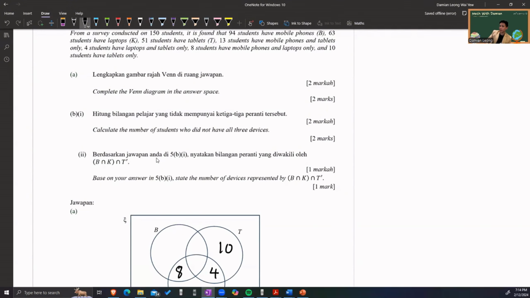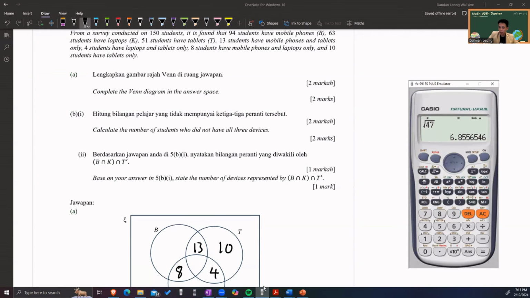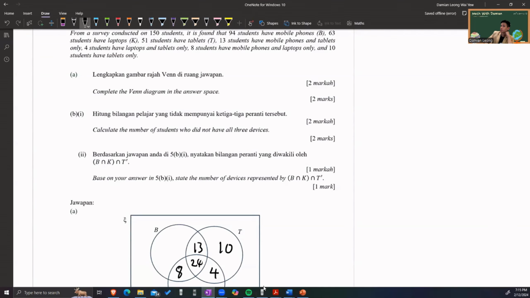13 have mobile phone and tablets only. 13 here. 51 has tablets, so the whole tablet set should be 51. That means I take 51 minus 13 minus 10 minus 4. I get 24, which should be in the middle here.